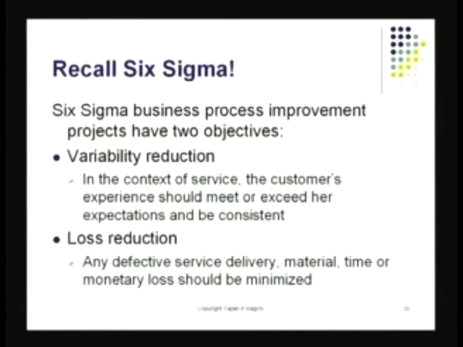What is it that Six Sigma tries to do? Six Sigma is trying to do two things. The first thing Six Sigma is trying to do is reduce losses. Any time you have losses, loss of material, loss of money, loss of time, and perhaps even loss of satisfaction, Six Sigma will try to remove it. Six Sigma will try to reduce it.